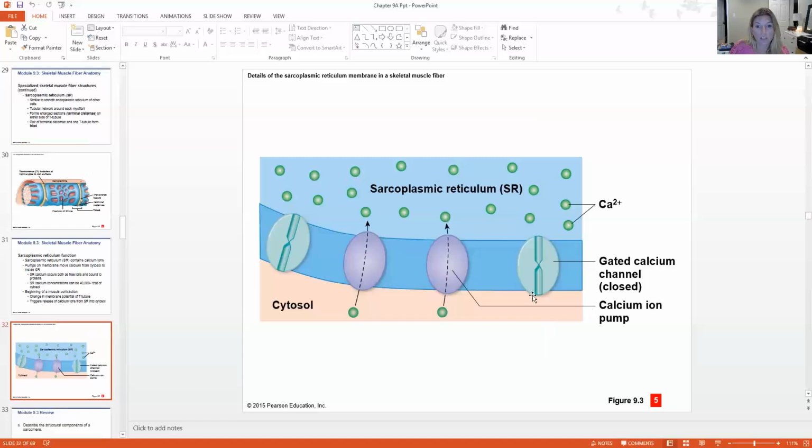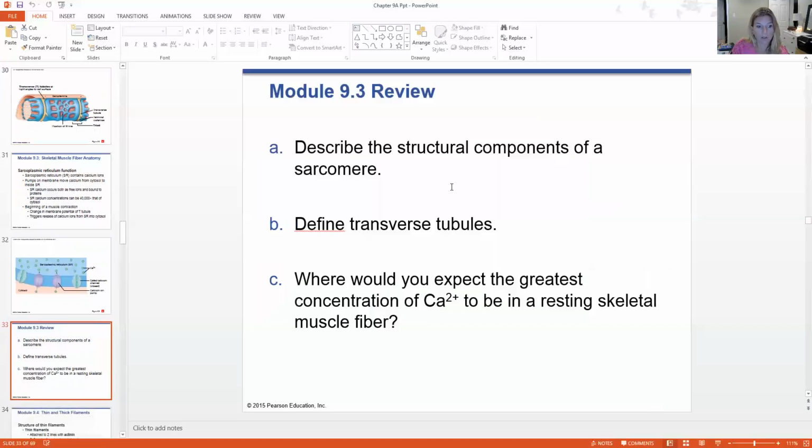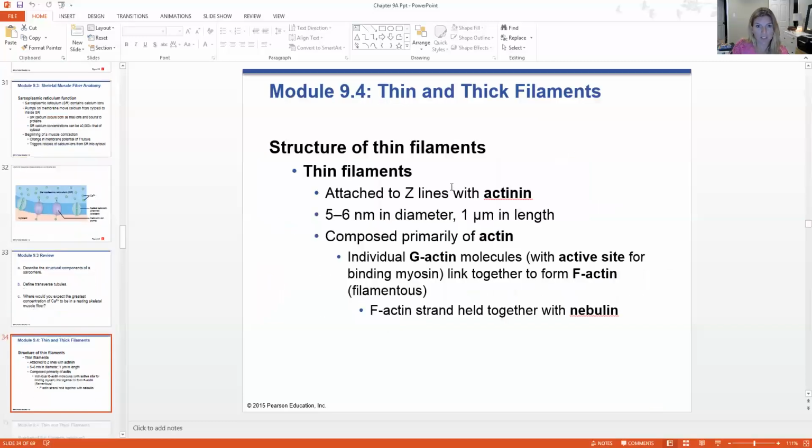So here you see just a general review. Sarcoplasmic reticulum, SR, right? It has lots of calcium in it, and our cytosol is constantly pushing calcium into our SR. You can pause the video here, go back and answer these three questions.